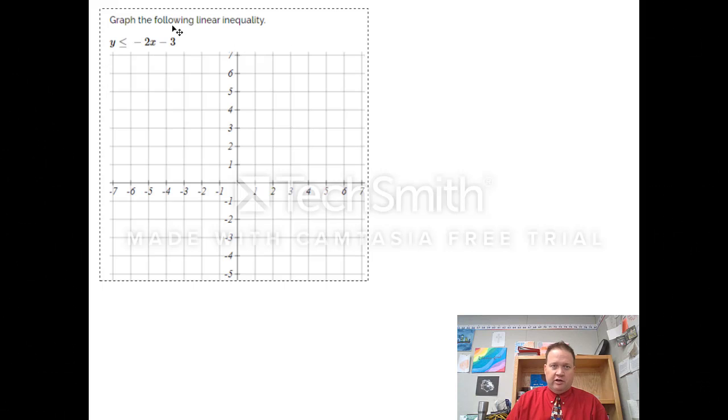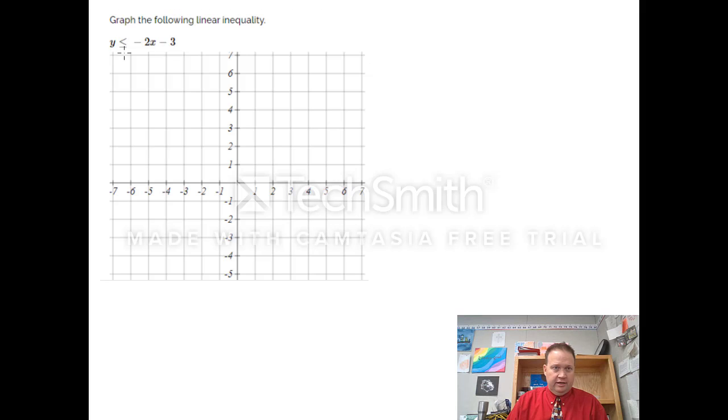We're going to graph a linear inequality. The principles for graphing an inequality are very similar to graphing an equation, and we actually need to start by graphing what we will call our boundary line. And the boundary line is obtained by just changing the inequality symbol to an equal sign. So we're going to graph this line, y equals negative 2x minus 3.